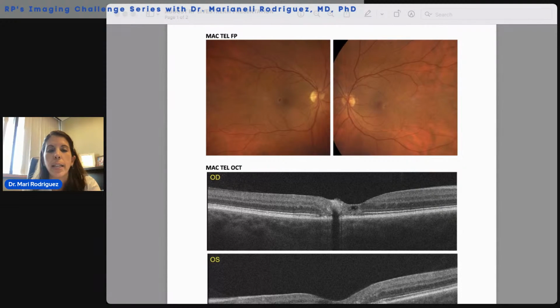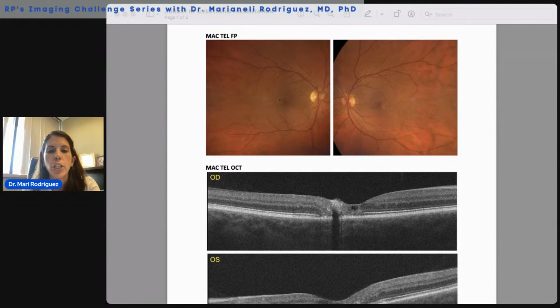Today, we'll be discussing the case of a 64-year-old lady who presented to our clinic for evaluation of maculopathy. She reported trouble reading and was diagnosed by an outside provider with macular degeneration. However, as you will see, she had a different diagnosis. Her vision was 20/30 in each eye, and she had normal intraocular pressures.